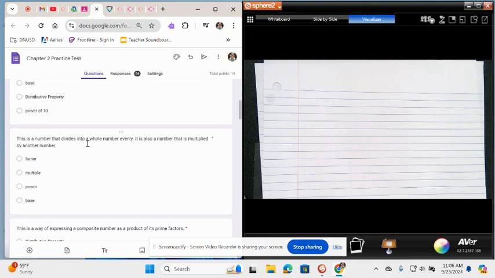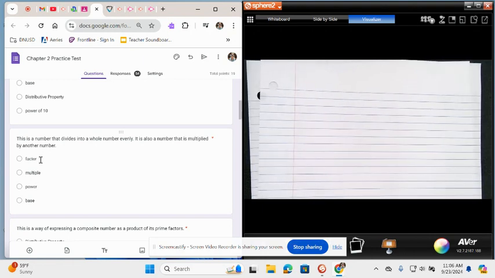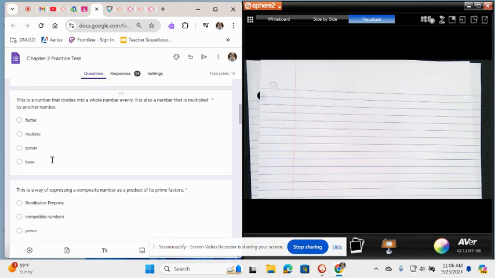Next, this is another vocab question. This is a number that divides into a whole number evenly. It is also a number that is multiplied by another number, and the answer is factor. Like the factors of 8 are 1, 2, 4, and 8, because 1, 2, 4, and 8 can all divide evenly into 8. They're also all the numbers you can multiply together in order to equal 8, like 1 times 8 is 8 and 2 times 4 is 8.